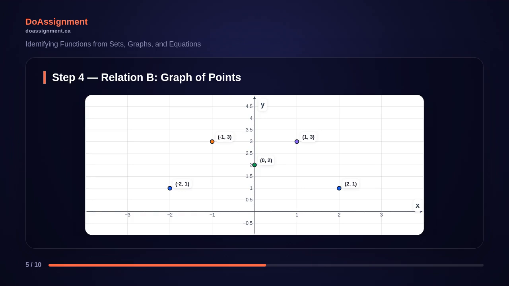Relation B is shown as a graph with 5 individual points. We can see their coordinates plotted on the coordinate plane: (-2, 1), (-1, 3), (0, 2), (1, 3), and (2, 1).